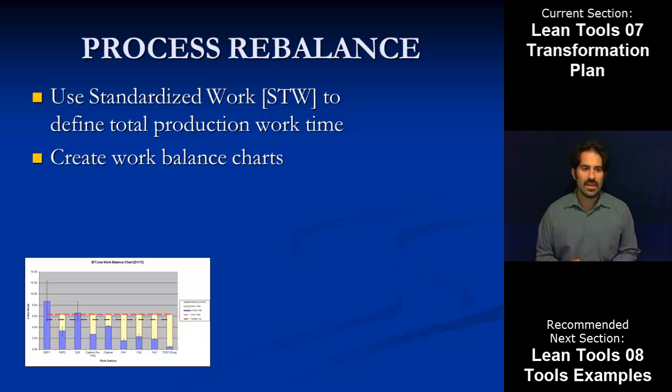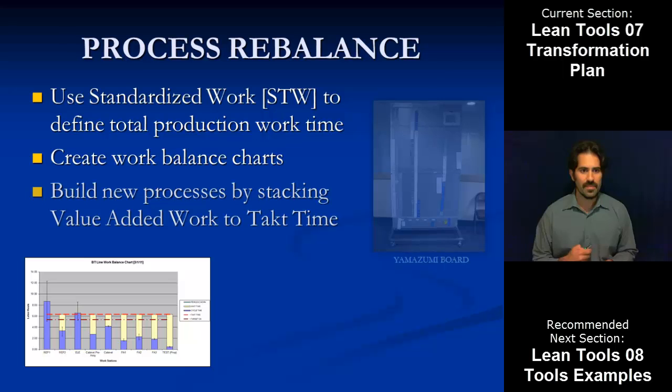And then using that, we want to create our work balance charts. And what a work balance chart is, it's shown there at the bottom as just an example one, is it shows the percentage of time in each process that is value-added work versus waste versus waiting time or walking time, and how that compares to what our customer demand is, or our takt time, to give us kind of a visual snapshot of how efficient our individual processes are.